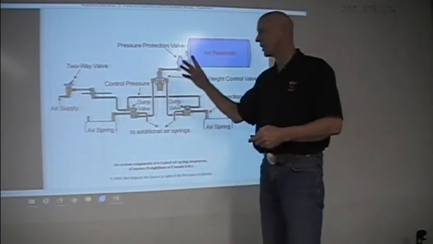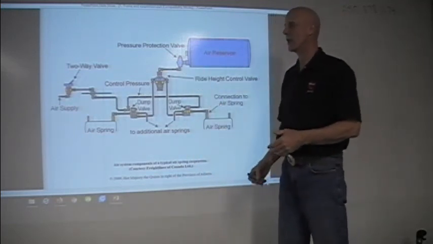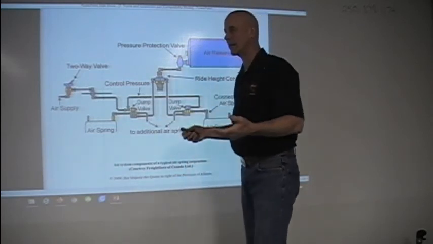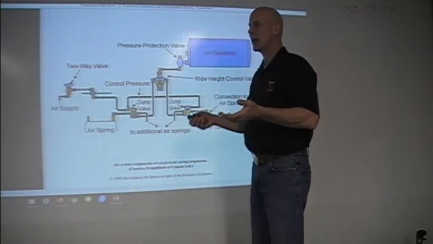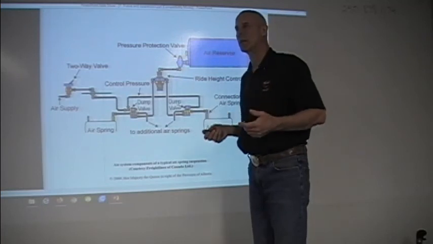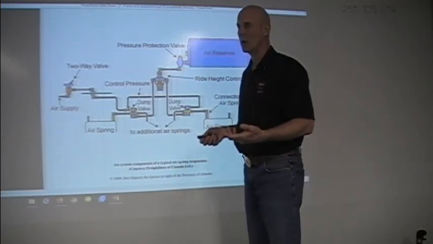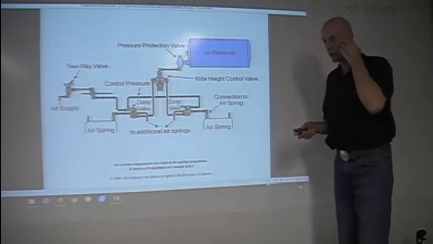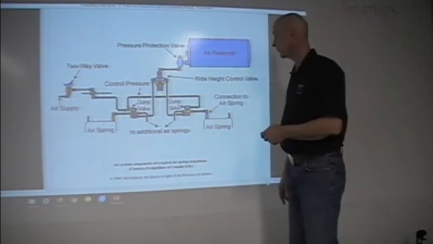Also, we have dump valves. So for instance, if I want to back underneath the trailer, I'm going to dump the airbags. I'm going to back underneath, lift the airbags back into the fifth wheel, lock it in place, and then go. They're handy to have. All vehicles that have air springs should have them on there.